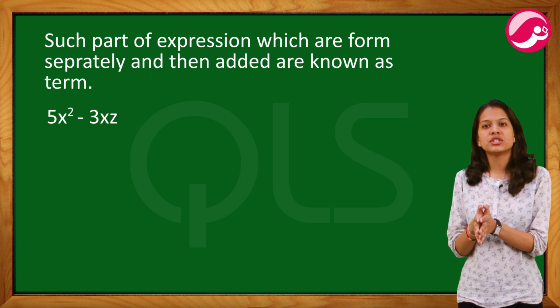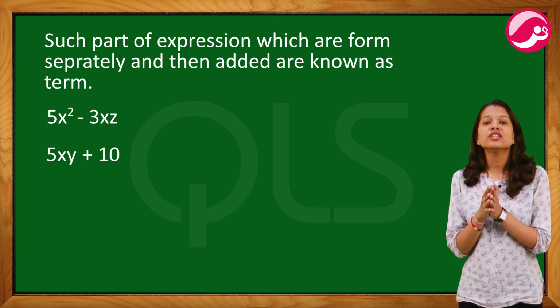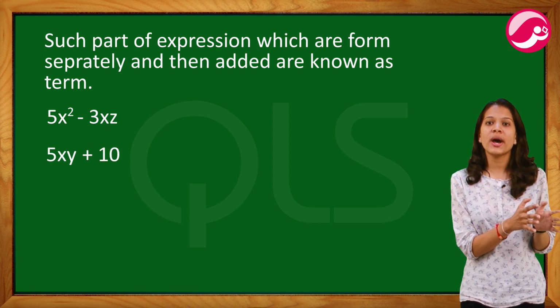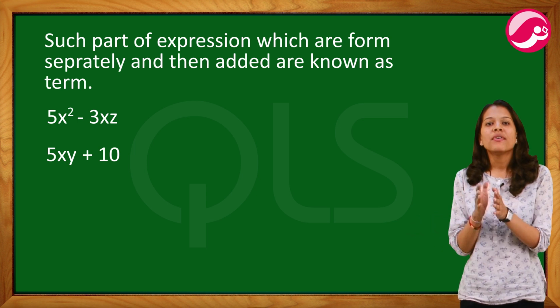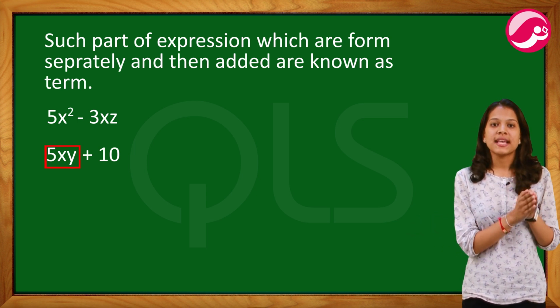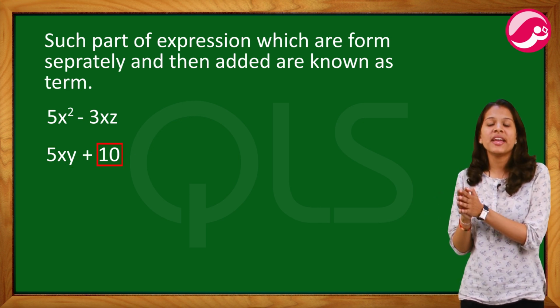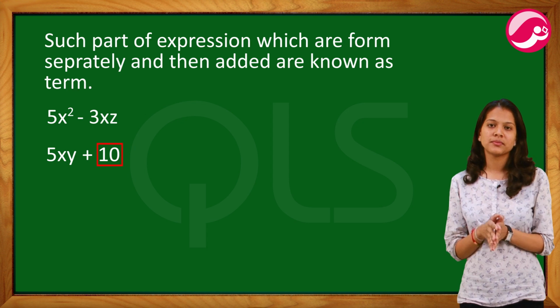Here's an expression which is 5xy plus 10. It has two terms, which are 5xy and 10. 5xy, which is one of the terms, has three factors: 5, x and y. And the second term, 10, doesn't have any variable factors because it's a constant.